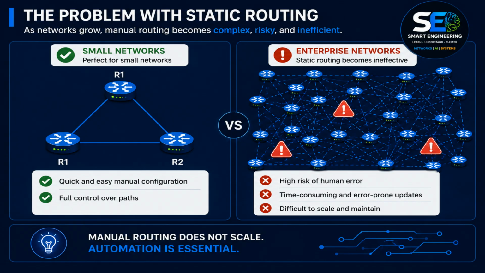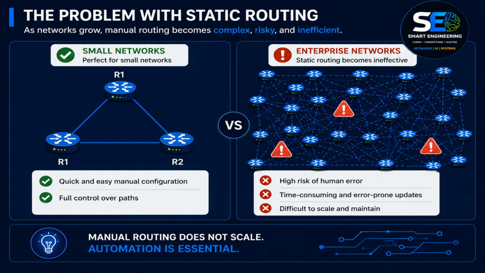The problem with static routing. Static routing works well in very small network architectures. In simple topologies with only a few routers, manual configuration is fast, easy, and gives administrators full control over network paths. However, as networks grow larger, static routing quickly becomes difficult to manage.